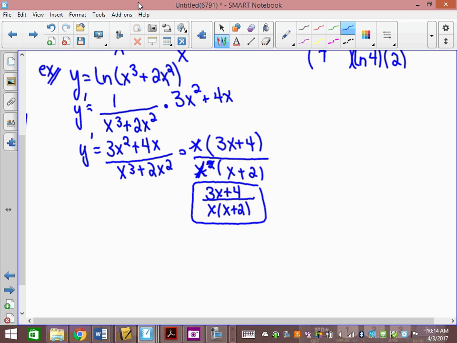Okay, what if I give you find d over dx? So what does that mean for you to find? The derivative. Differentiate means find the derivative. Y prime means find the derivative. They're all just different ways of saying find the derivative. So d over dx of ln sine x.